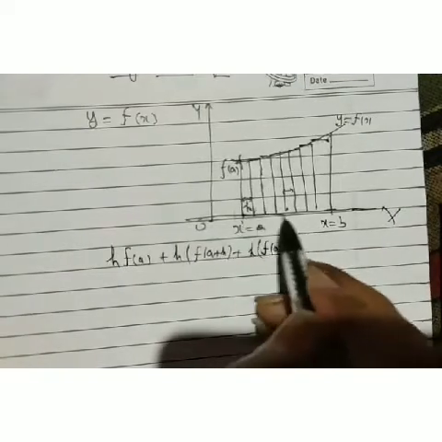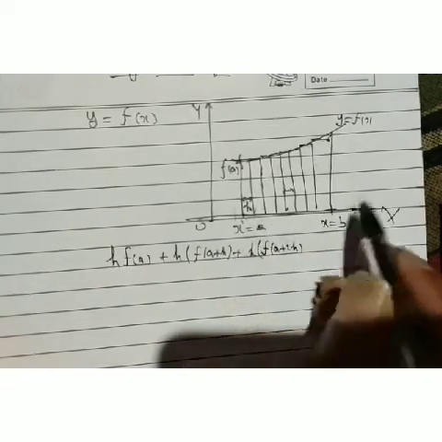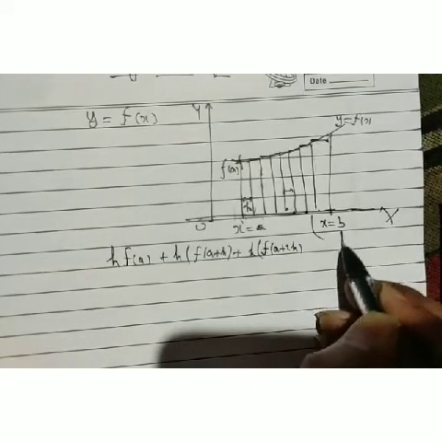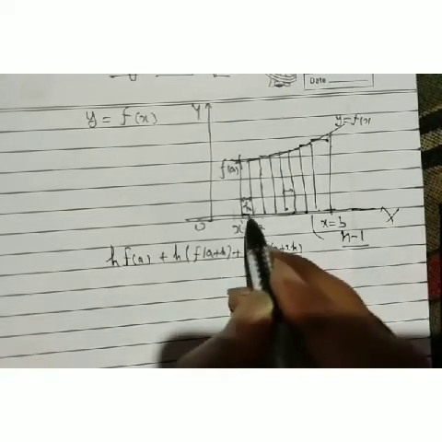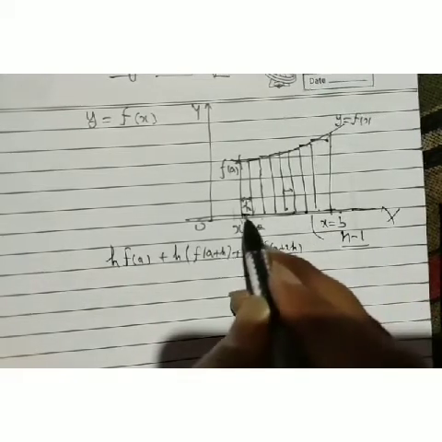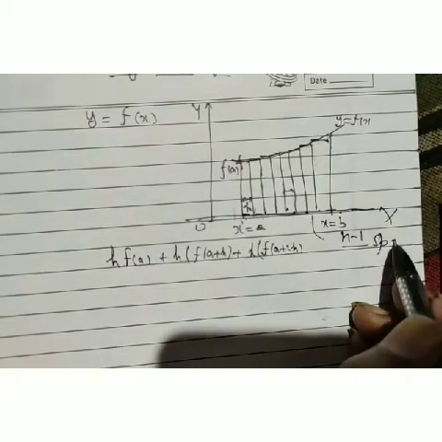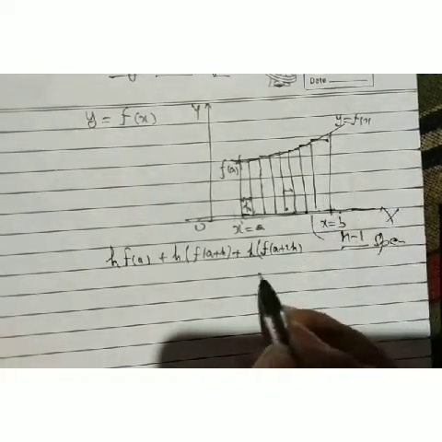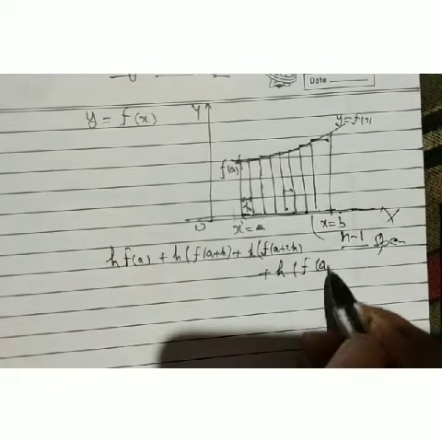Suppose this region is from a to b, and we are going to divide it into points. We have taken n minus 1 equal spaces, because if there are n points, then there is one less space. So we have n minus 1 equally spaced points. Then our last strip is h into f of a plus n minus 1 into h.